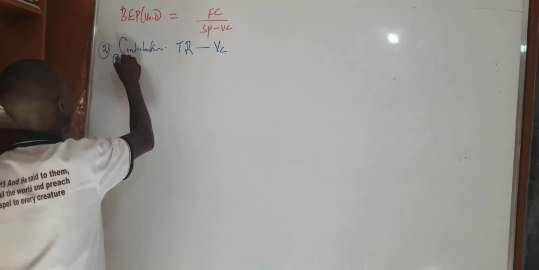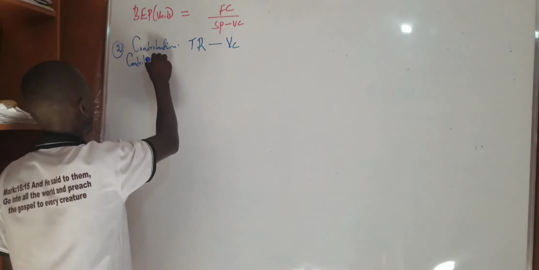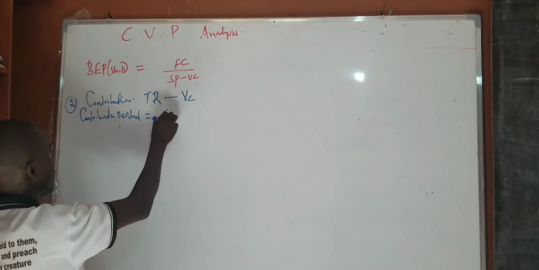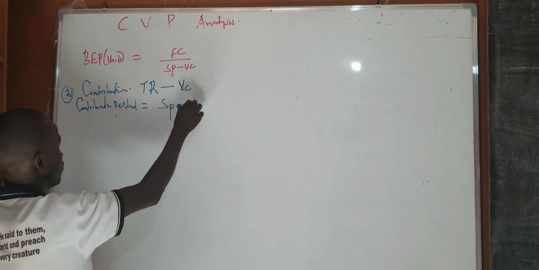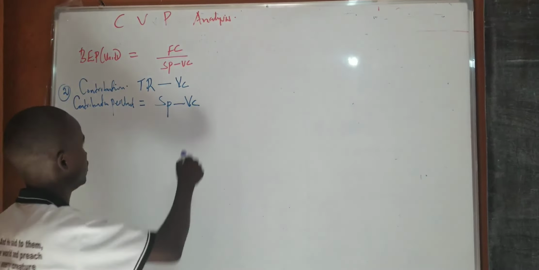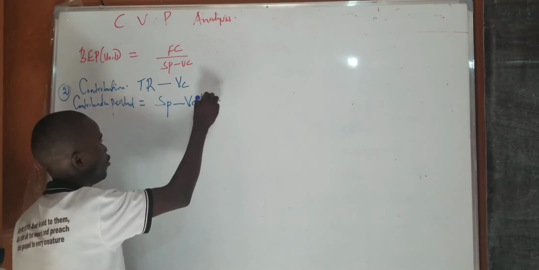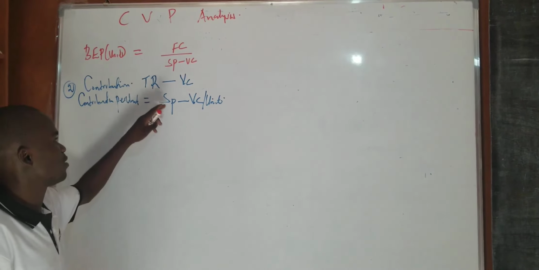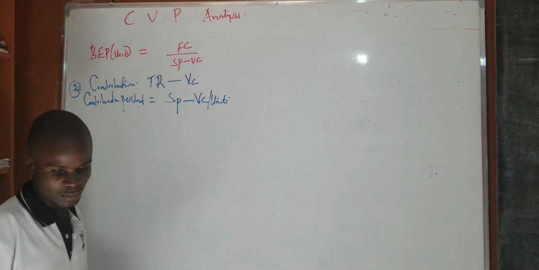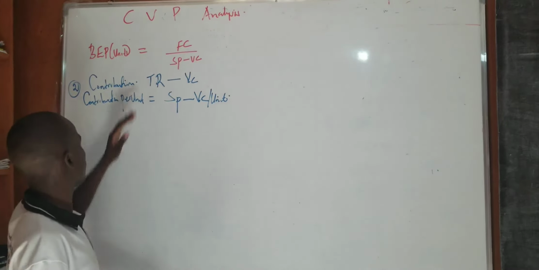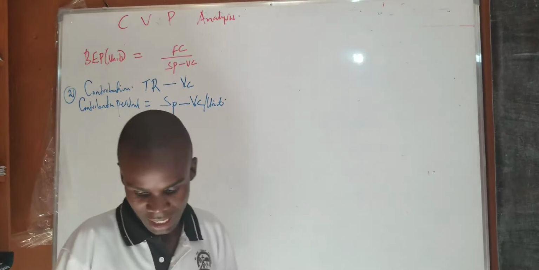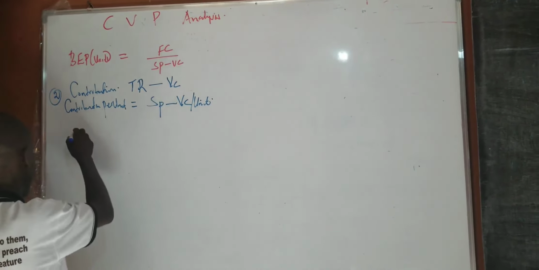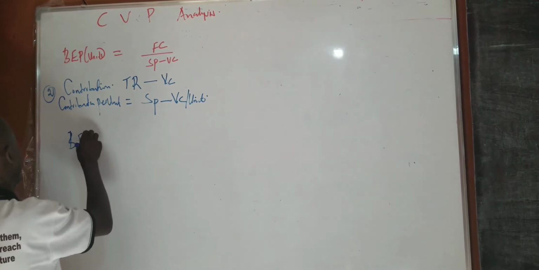But there is also contribution per unit. How do you get contribution per unit? Contribution per unit equals selling price minus variable cost per unit. Always distinguish between contribution itself and contribution per unit. Though we shall be using more of this selling price minus variable cost. So that is contribution.